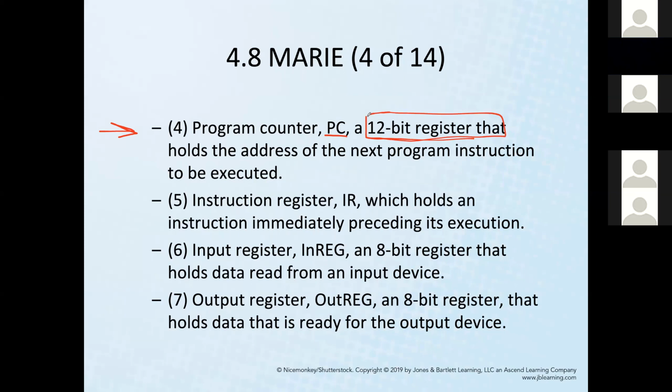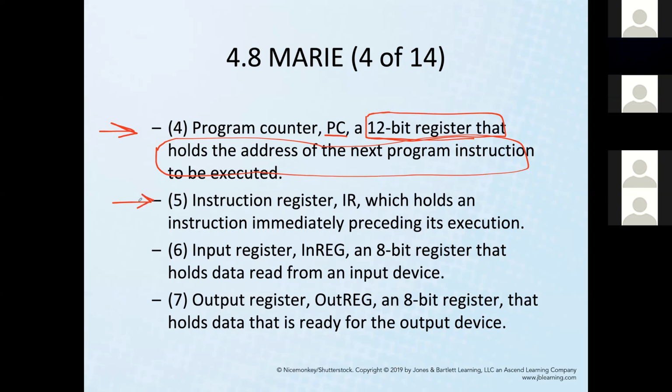So PC is a 12-bit register. Again, why 12-bit, not 16-bit? Because memory is 4 meg. So what does it do? It holds the address of the next program instruction to be executed.